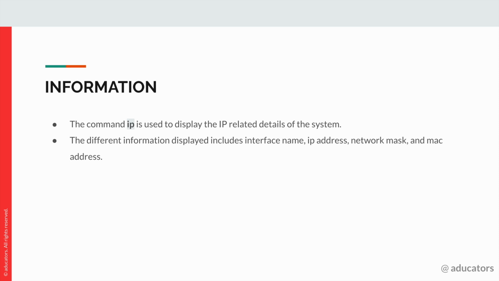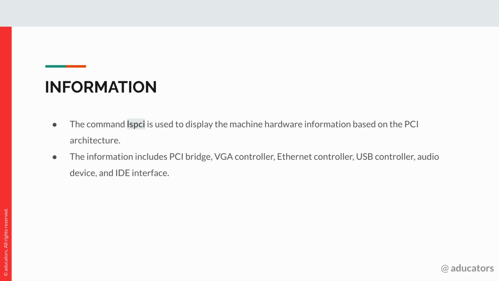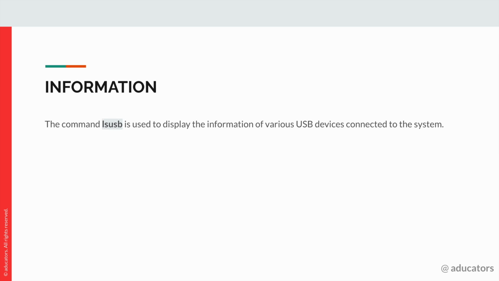The command ip is used to display the IP related details of the system. The different information displayed includes interface name, IP address, network mask, and MAC address. The command lspci is used to display the machine hardware information based on the PCI architecture. The information includes PCI bridge, VGA controller, Ethernet controller, USB controller, audio device, and IDE interface. The command lsusb is used to display the information of various USB devices connected to the system.